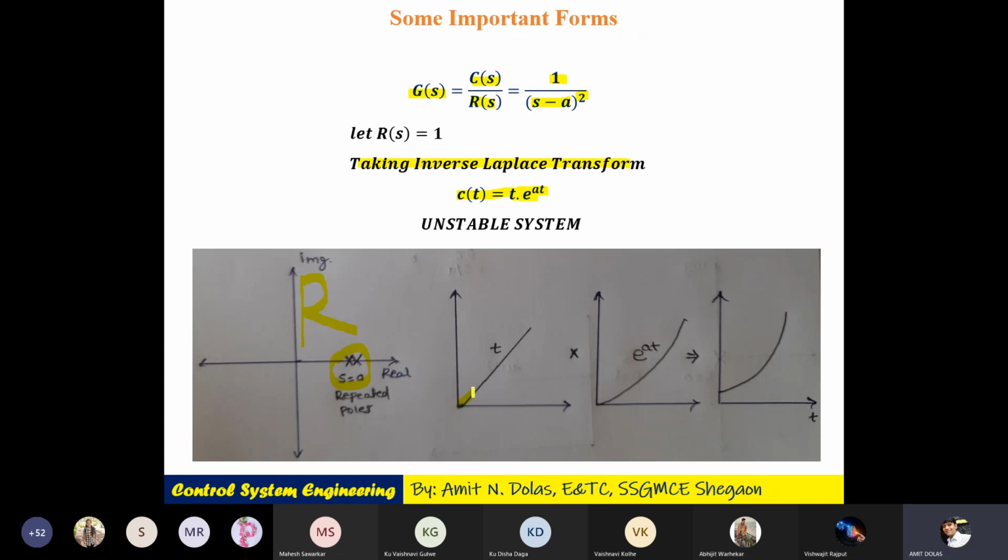But let's see the diagram. T is of course this one, a ramp signal. Then e to the power at is again an exponential going towards infinity. Both are going towards infinity. Of course, the product will be like this, going towards infinity. So you can see here the output is unbounded. And if the output is unbounded, of course, your area is also not absolutely integrable. And the output is unbounded, that ultimately means the system is unstable. So the system is unstable here.